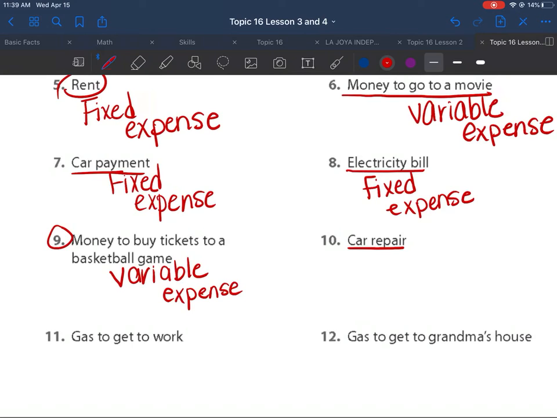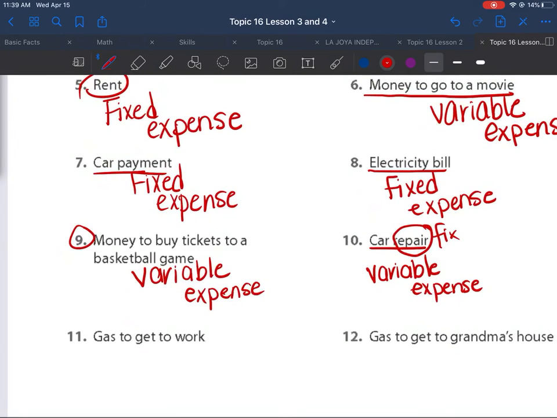Car repair. Does my car break down all the time? Repair means to fix my car. No, this is a variable expense. Number 11, gas to get to work. Now, do I need gas all the time? Yes, I do. Is the amount of money for the gas going to change? Yes. But do I need to put gas to get to work all the time? Yes. So this is going to be a regular thing that I do. It's going to be a fixed expense.